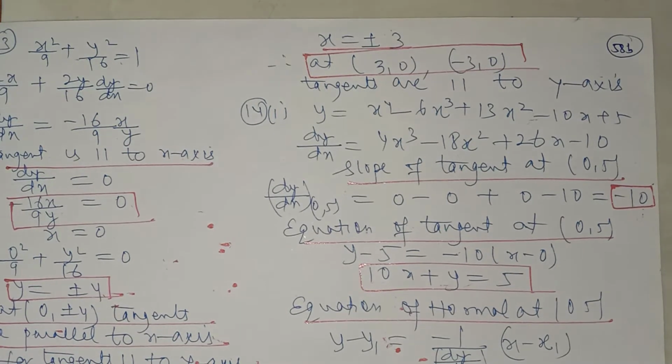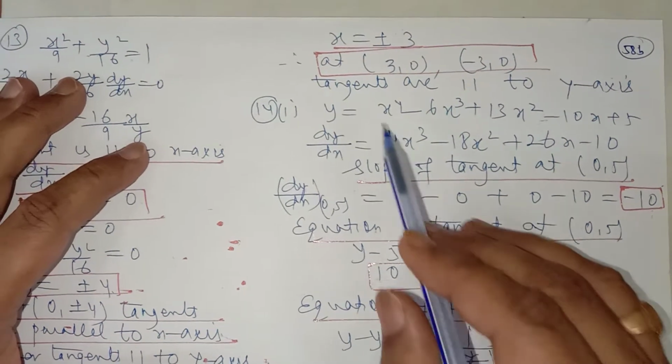Now in question number 14, there are many parts. You have to find the equation of the tangents and the normals of the given curve at the given points. So this is an easy question.